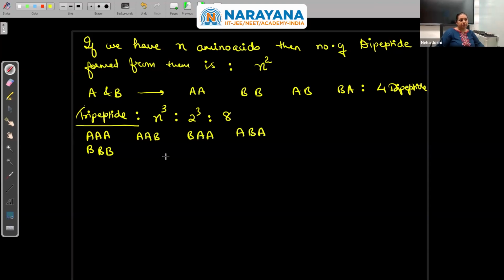These are different amino acids. Sorry, different tripeptides. BAA and AAB are different. Coming to 2B cases, I will have B, B, A, then A, B, B, B, A, B. So I have 8 tripeptides. That is what I was saying.